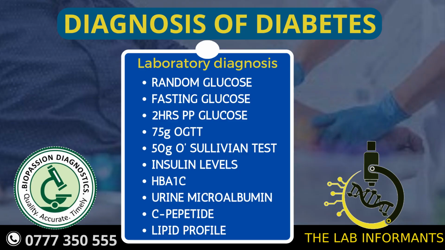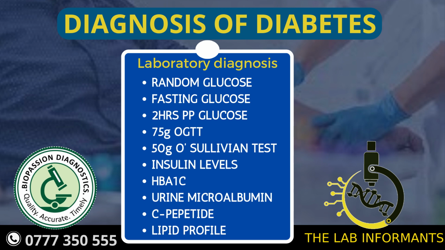Diagnosis of diabetes. When it comes to diagnosing diabetes, and here majorly laboratory diagnosis, the following tests can be conducted in order to determine if you have diabetes or if your blood sugar levels are high. These tests include a random blood sugar test, a fasting glucose, a 2-hour postprandial glucose, a 75-gram oral glucose tolerance test, which is mostly done in pregnant women, a 50-gram glucose challenge test, and insulin level tests.